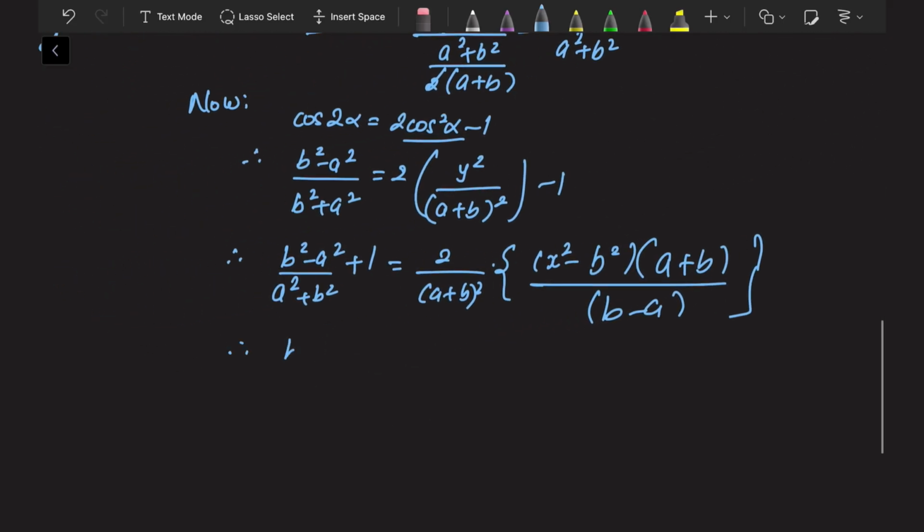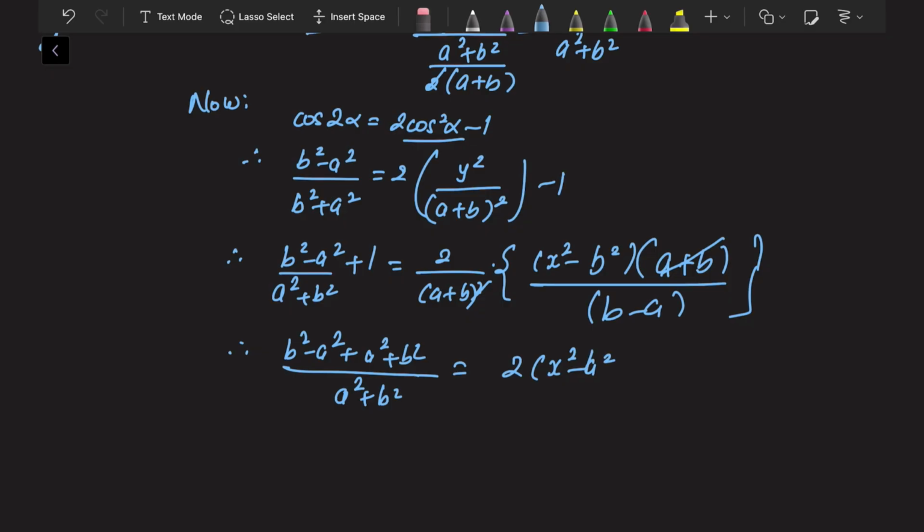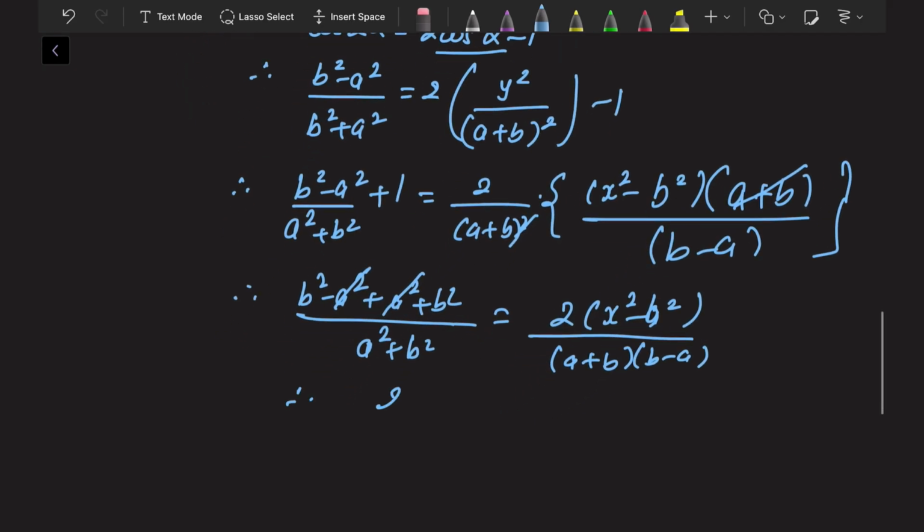Now on the left hand side, b square minus a square plus b square divided by a square plus b square is equals to, now here a plus b and the square will get cancelled out, so twice of x square minus b square. In the division we will have a plus b into b minus a. Here negative a square got cancelled out, we will have 2b square divided by a square plus b square is twice of x square minus b square divided by b square minus a square.